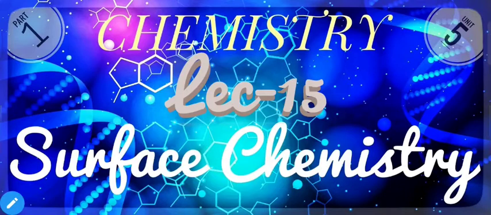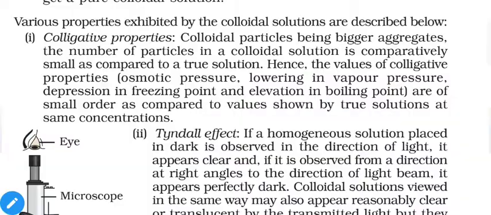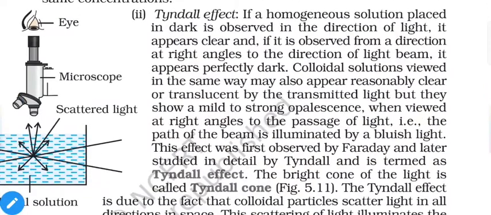In the previous lecture, we were discussing the properties of colloidal solutions, like colligative properties, in which the effect on different types of properties of solutions is observed, like elevation in boiling point, depression in freezing point, lowering in vapor pressure, or osmotic pressure. Then the Tyndall effect: when we pass a light beam through the solution, it scatters the light in all directions, and that's why we can see the illuminated path of the light in the solution.